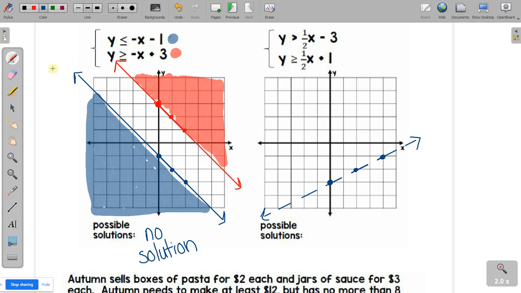Now let's graph our second. Oh, shading. Cannot forget about shading. There's always shading when you have inequalities. So it's a greater than, so we're going to shade above the line.